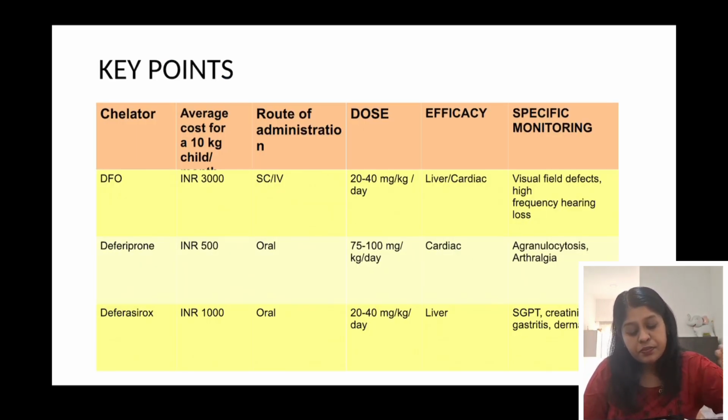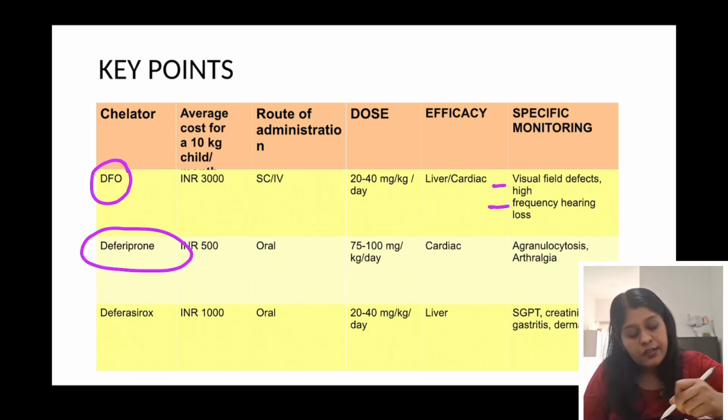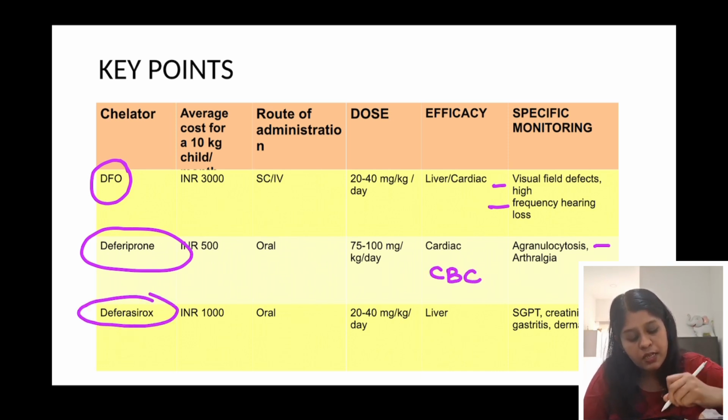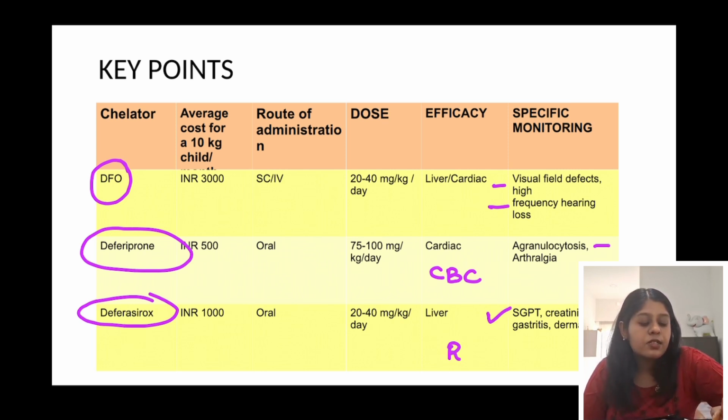So coming to the key points, as we saw, desferrioxamine is going to have visual field effects and high frequency hearing loss. Deferiprone is going to cause agranulocytosis and arthralgias, and you are going to monitor the CBC for this patient. Deferasirox, you have to monitor SGPT and creatinine, as it is going to be toxic.